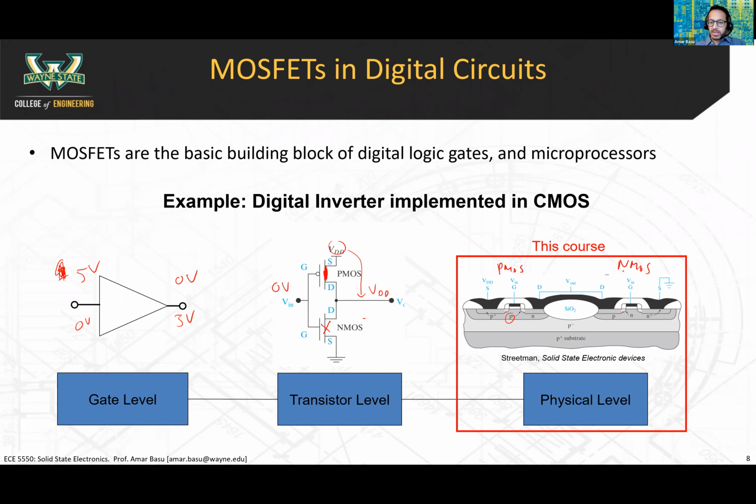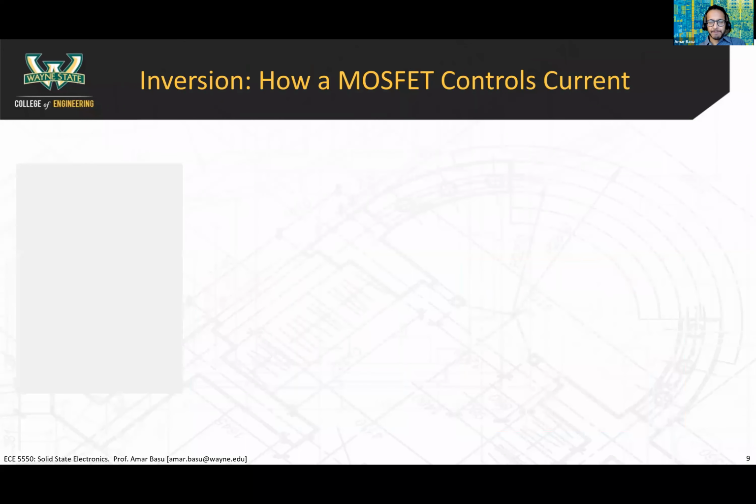Okay, we're going to get into the details of this now. So I just want you to see that this course is more focused on the physical layer, how this circuit that you see here is actually implemented on a physical substrate. All right, the first concept is inversion. So how a MOSFET controls current.